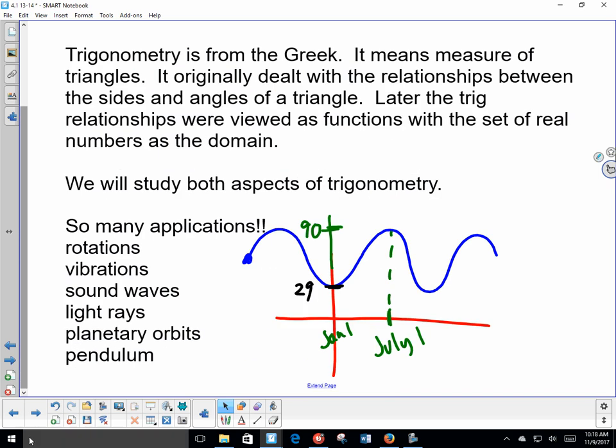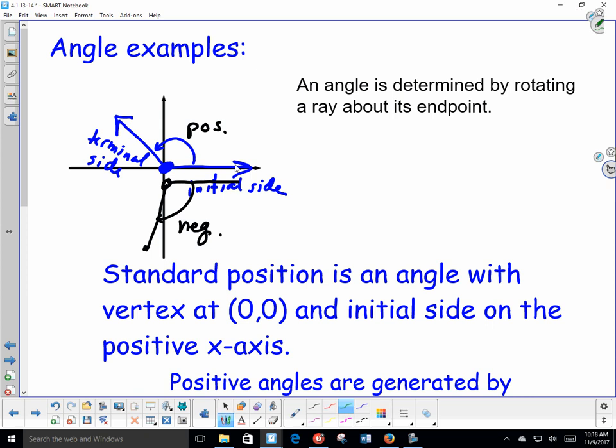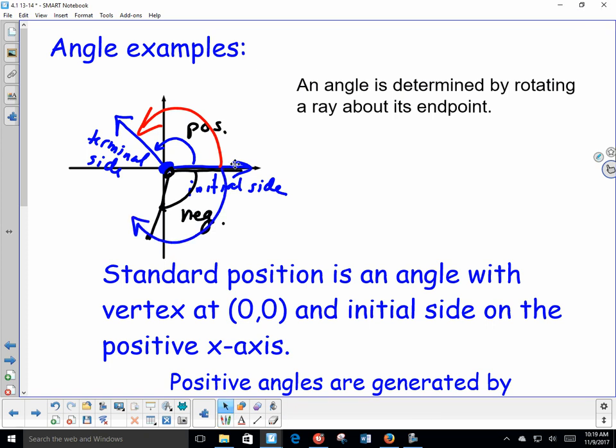This was just a little introduction to what trigonometry is. You learned about angles and how in trigonometry they have motion. There's an initial side that is always on the positive part of the x-axis, and then an angle can rotate in a counterclockwise direction, which would be positive, or it can rotate in a clockwise direction, which would be negative.